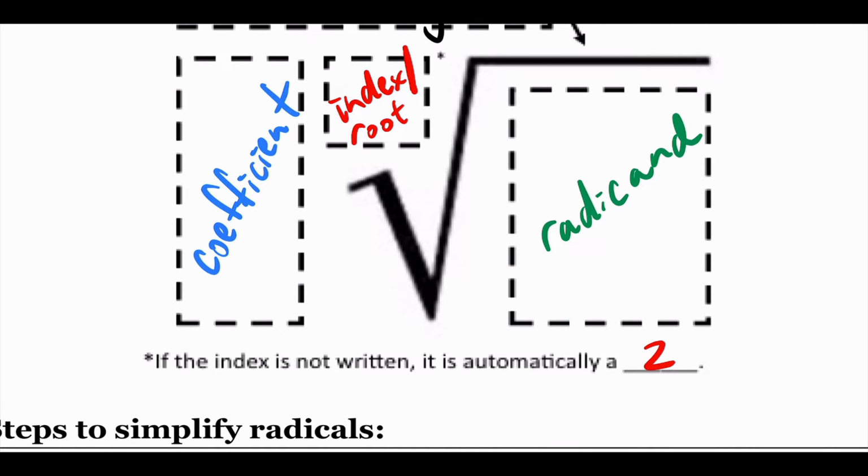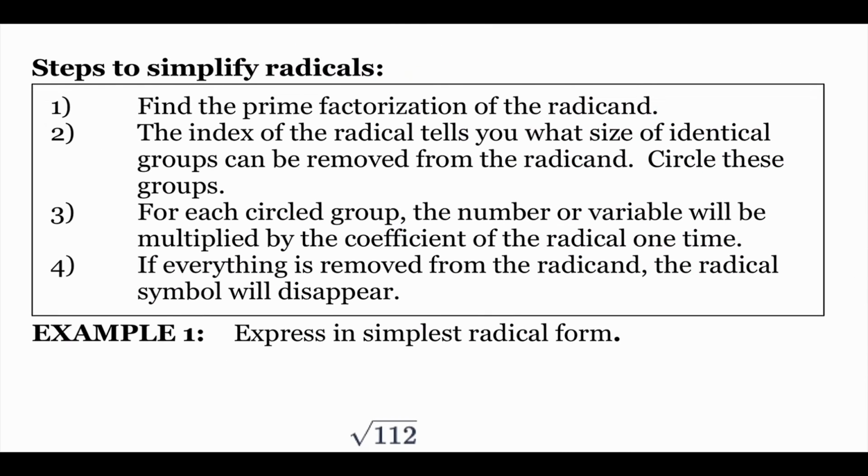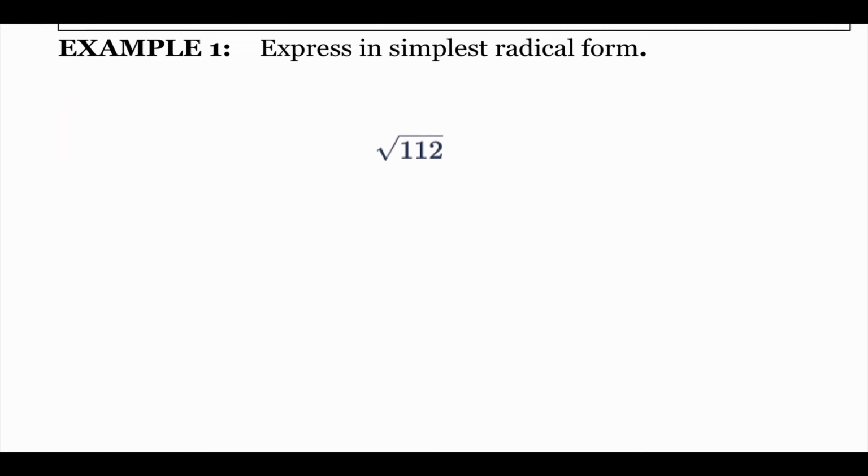Okay, so steps on how to solve it. Well, there's 4 steps. First thing we're going to do is break down everything that's underneath the radical. And then we start circling things, and then we'll start taking things out, leaving things in, and we'll be done. It's not a lot of steps, but they're important. Okay, so the first one, example number 1. Simplify. Okay, so 112. The only thing underneath the root is 112. So that's what we've got to simplify.